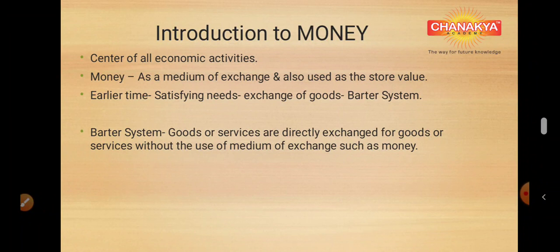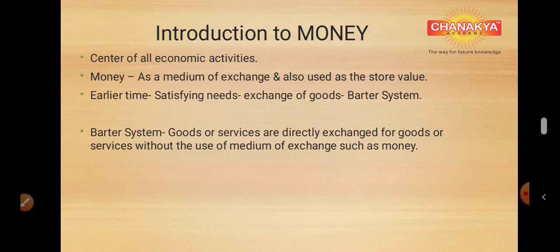Thus, what will he try to do? He tries to satisfy the maximum possible wants by mutual exchange. This was the concept of the barter system: satisfying needs by exchanging goods. That is, if I want a house and I have sufficient gold, I can buy the house from one person who has a surplus and give ornaments in return.